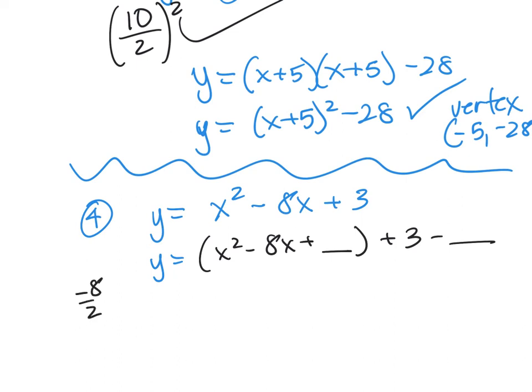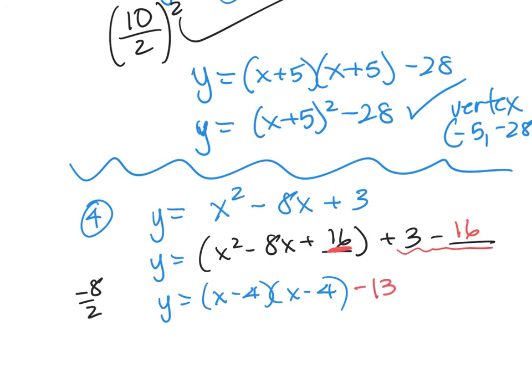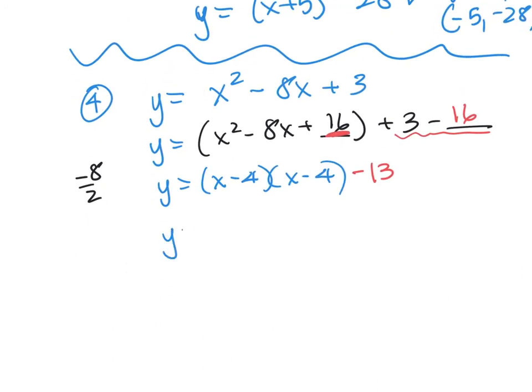Negative 8 divided by 2 gives me negative 4. If I square that, I get 16, right? Because this is going to be my perfect square trinomial. Why? Because when I turn around and factor that, I get x minus 4 and x minus 4. And don't forget here, you guys, if we added the 16, we need to subtract the 16, because again, that's a difference of 0. So over here, we end up with a minus 13. The final way to write this is squaring those binomials, and that would be vertex form.